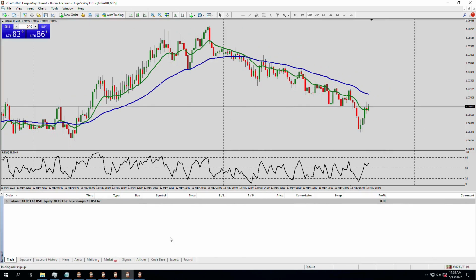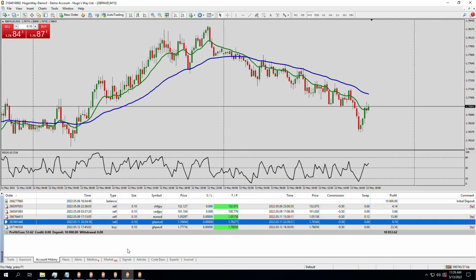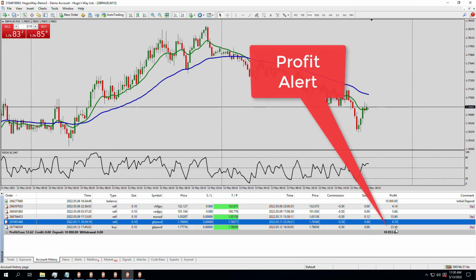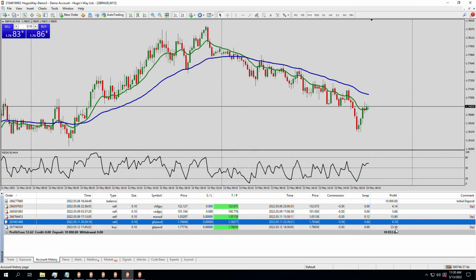In the last episode, we took a British pound Australian dollar sell trade, and let's look at the account history. Here we are, $23.56 in profit. That is where I had specifically set to take profit. It happened actually pretty shortly after taking the trade.